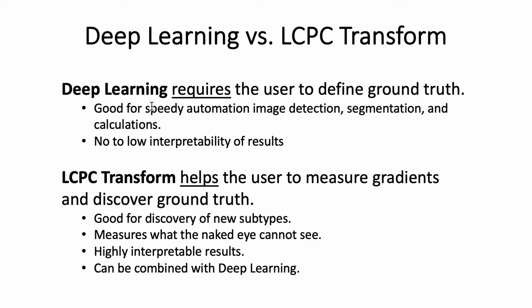Therefore, deep learning is good for automation of image detection and calculations. However, one of its problems is that it has low interpretability because the user doesn't always know what reasoning the model used to classify its objects. But an LCPC transform is good for discovering new subtypes, measuring what the naked eye cannot see, and its results are highly interpretable because the user knows exactly what, how, and why the shapes were measured. And lastly, the LCPC transform can be combined with deep learning.